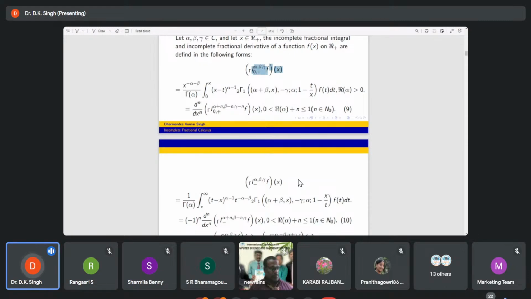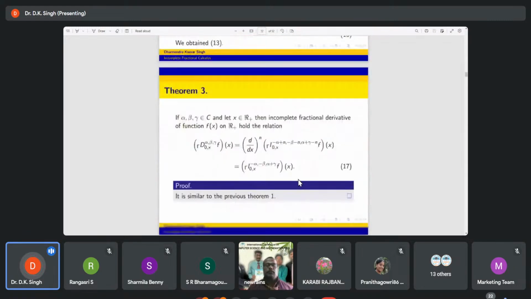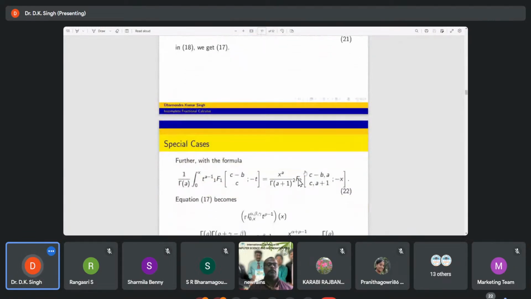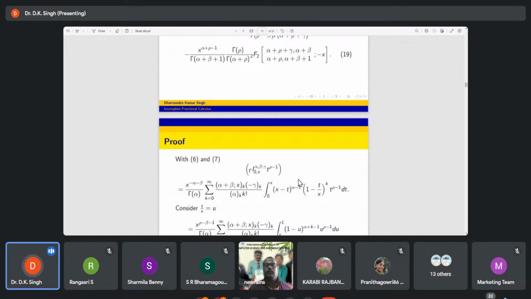We are using this form to represent I0 x alpha beta gamma of the function of x, the fractional integral form. So we are expressing this incomplete fractional integral in the form of a summation with k equal to 0 to infinity. This is the incomplete Pochhammer symbol form minus gamma. This is also the Pochhammer symbol of alpha and factorial k, and using the integral from 0 to x of x minus t to the alpha minus 1, minus t by x over k, t over rho minus 1 dt.